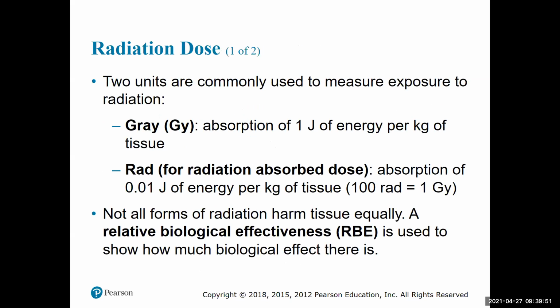Okay. When we talk about energy doses, there's two ways you hear it measured. Gray is one. The rad is the more common one, I think, that people are familiar with. And as I said before, not all forms of radiation harm tissue equally. And there's actually some relative biological effectiveness, RBE value, that can be generated to tell you, is it really a problem or not?